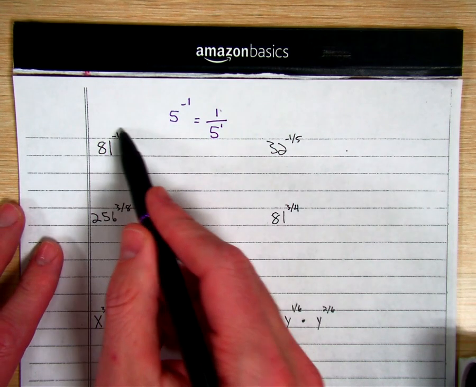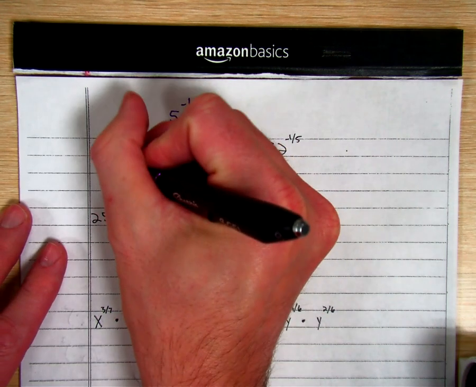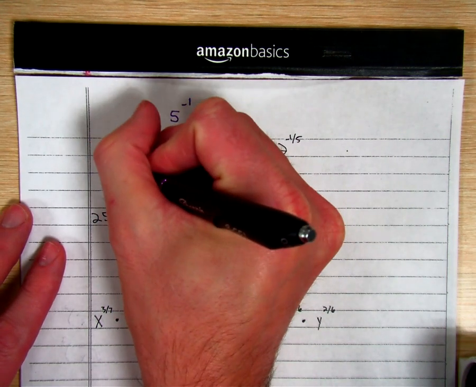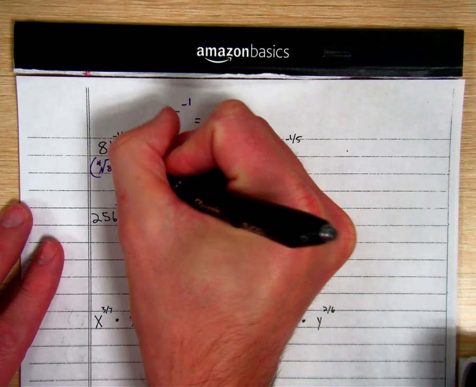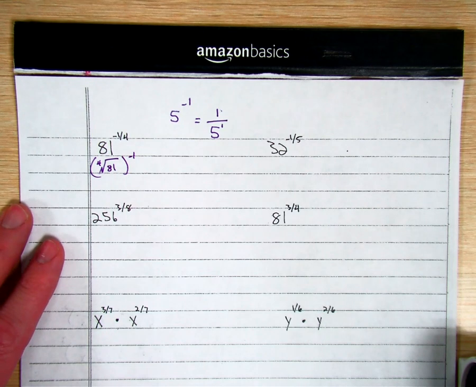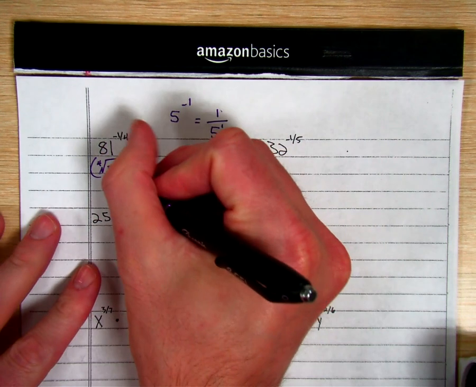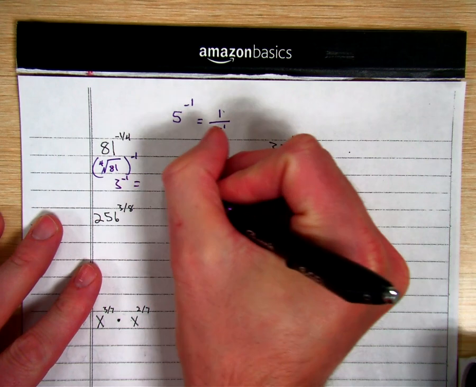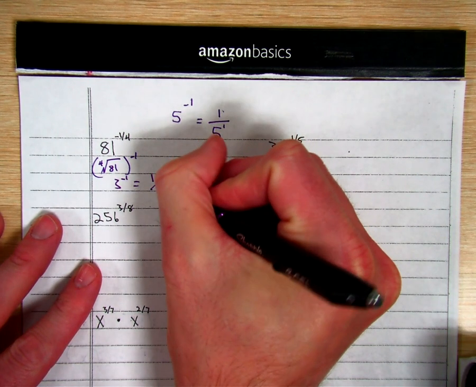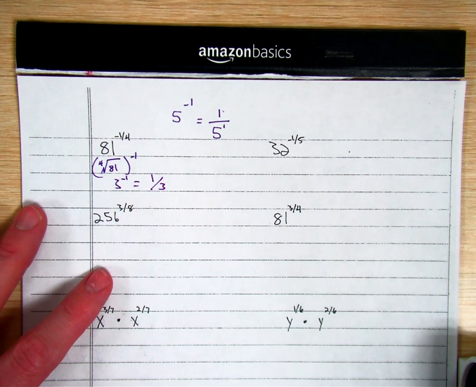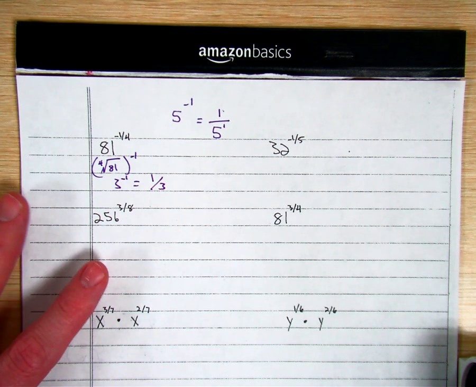Okay, so power over root. I'm going to do the 4th root of 81, and then to the negative 1 power. Okay, 4th root of 81, you can do it, brain power. It's going to be 3, and then 3 to the negative 1 power is 1 over 3. Alright, so if you push pause and try 32 to the negative 1/5 power.